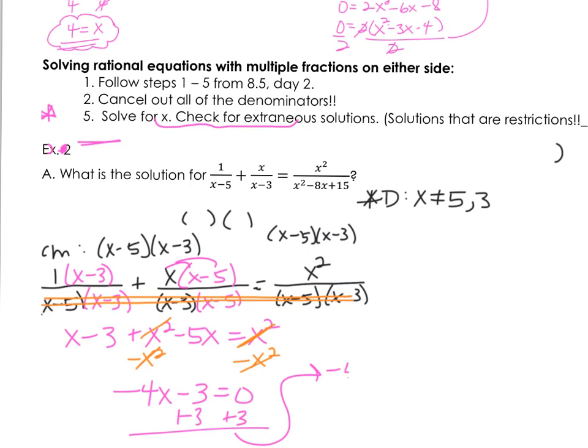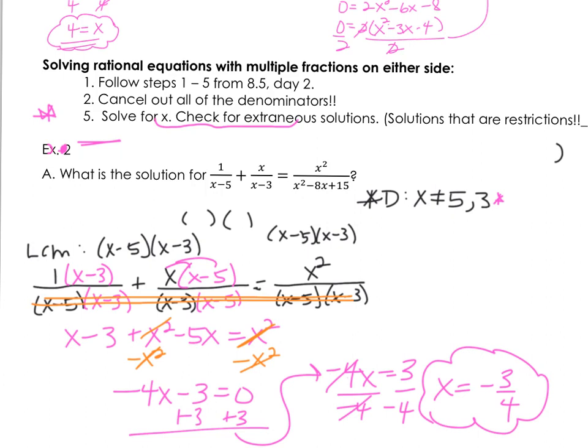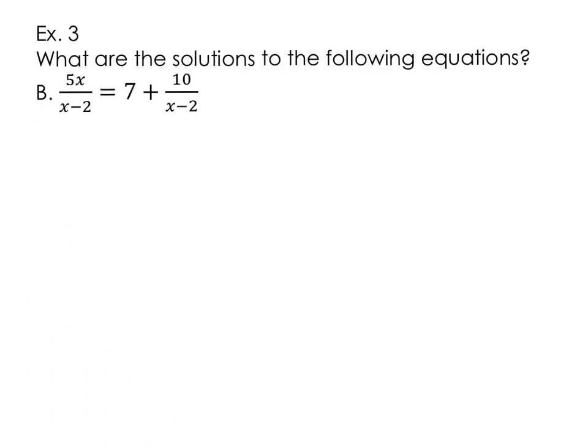All right, negative 4x equals 3. And we'll divide both sides by negative 4. Whew, there we go. We get x equals negative 3/4. Double check that. It's not in either of those restrictions. So x equals negative 3/4 is the solution to that rational equation. And we have two more.